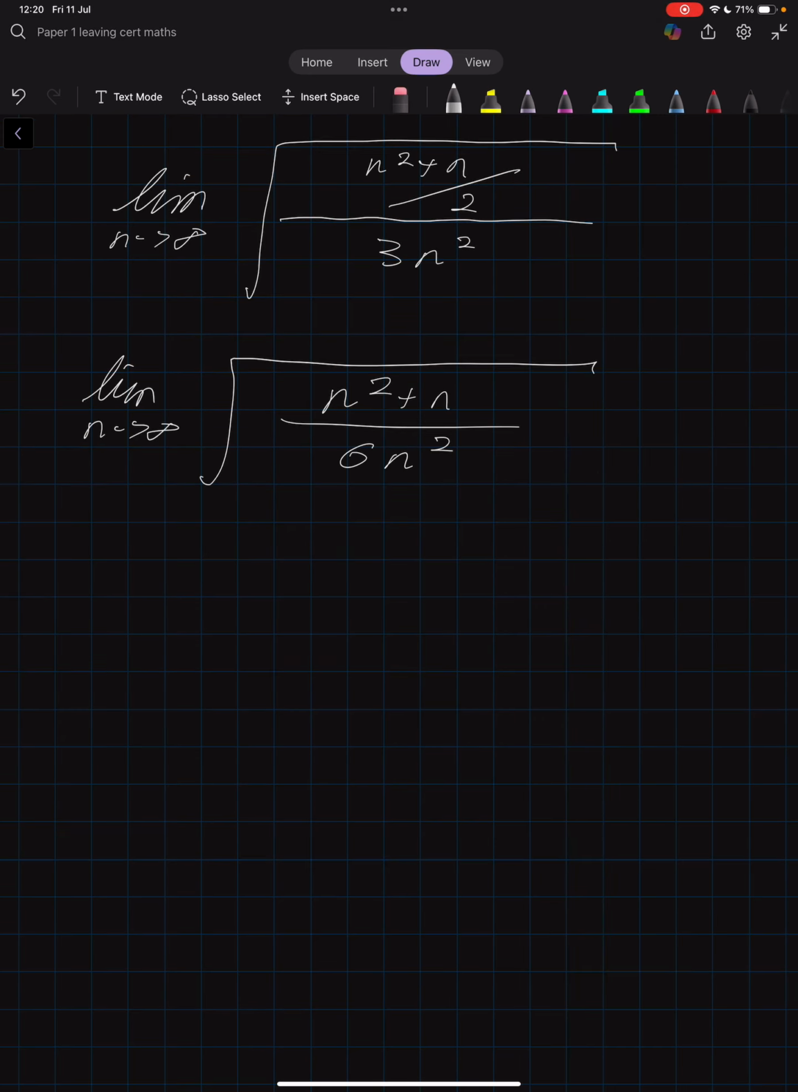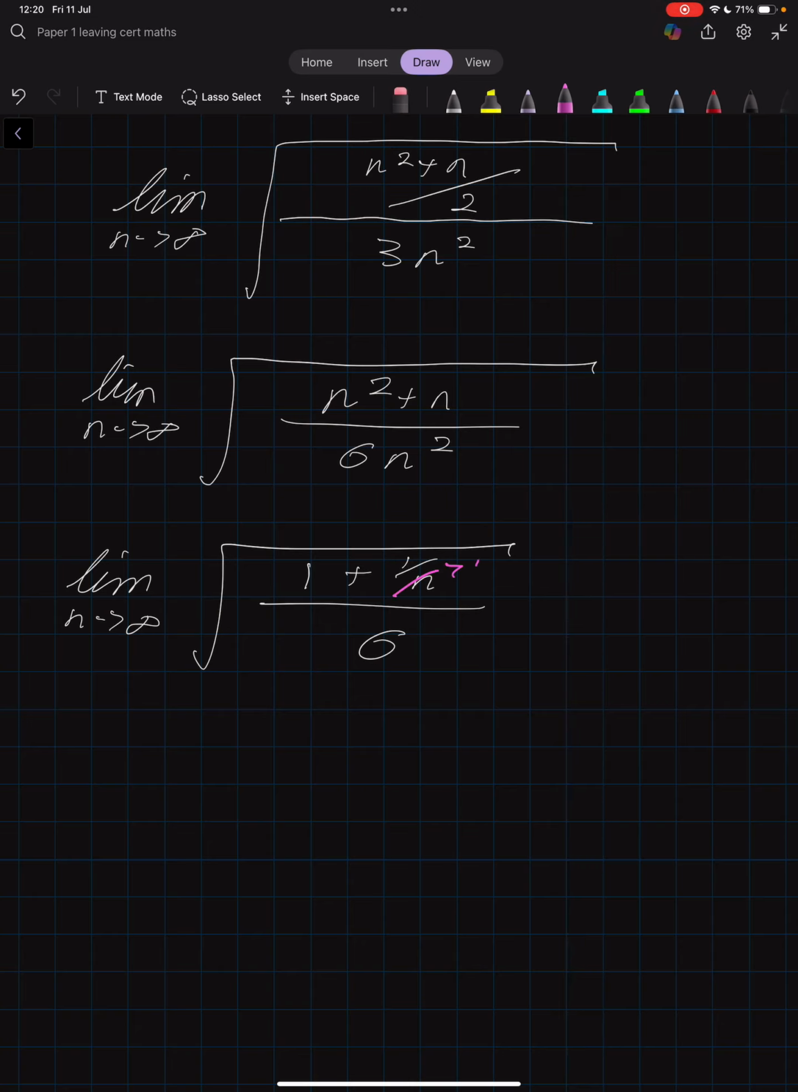Now, what's the highest power you see underneath the square root? That's n squared. So I can divide the top and the bottom by n squared. So it's going to be 1 plus 1 over n. So n divided by n squared is, n divided by n is 1, 1 divided by n is then 1 over n. All divided by 6. And if I let the limit as n goes to infinity, this becomes 0. So I'm just left with 1 over the square root of 6. And that's it. Okay? So that's what limits are. All right?